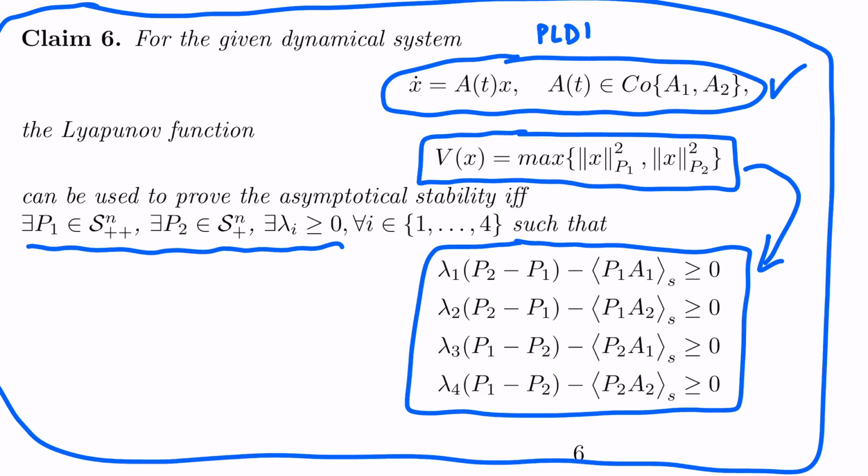And if we are able to find P1, P2, and then lambda terms such that the stated conditions are satisfied, then we can clearly state that this Lyapunov function proves the stability of this dynamical system, the autonomous PLDI system. All right. So how did we get here? From here, we basically know the conditions.